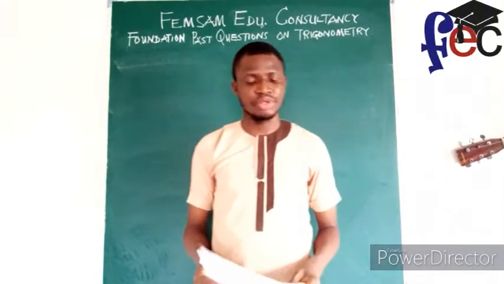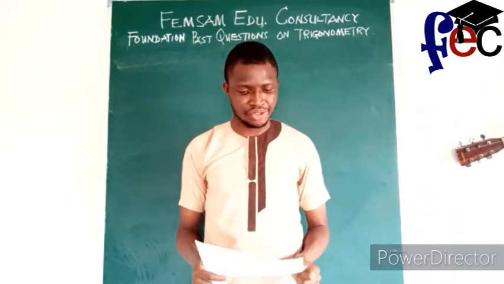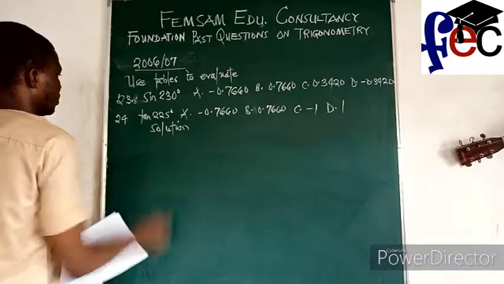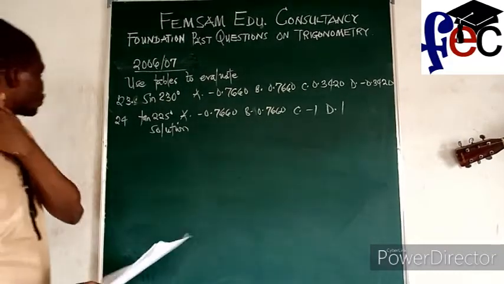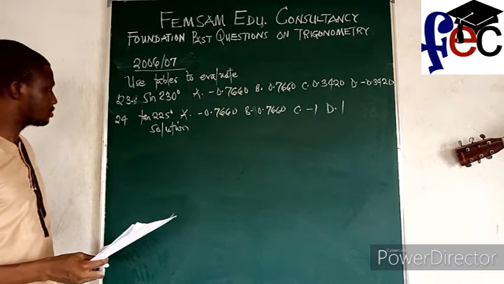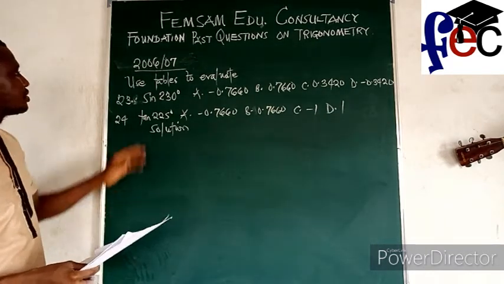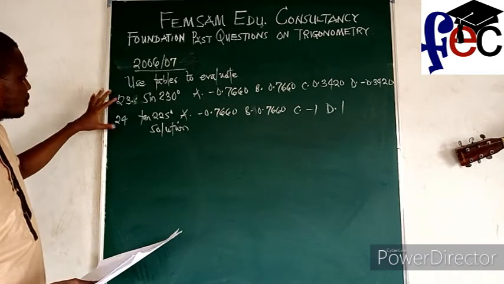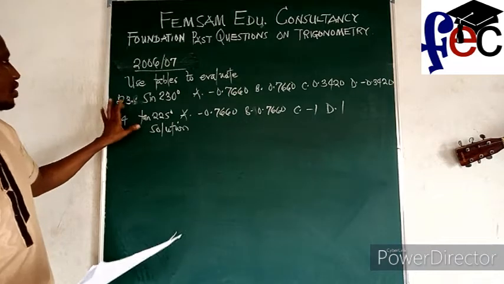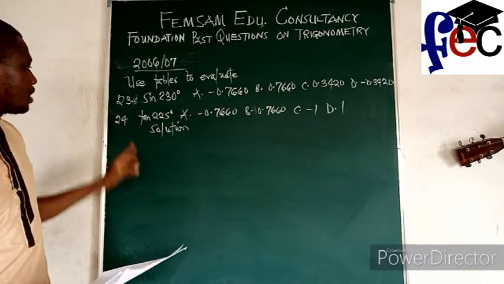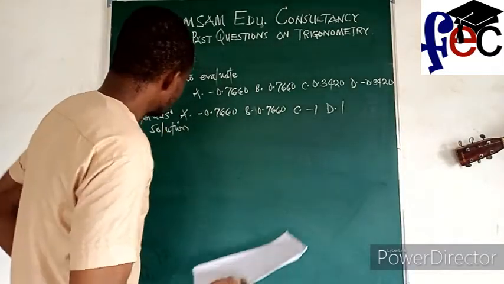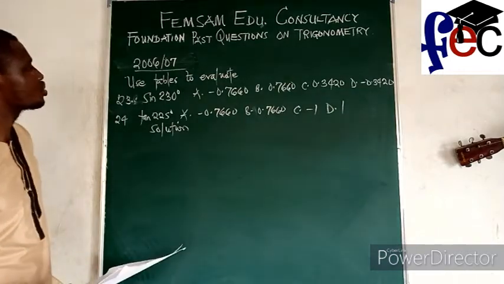In this video, we'll be looking at more questions on trigonometry, and these are other aspects of trigonometric questions. Okay, so 2006 question 7, we have two questions that are linked together. The question says use tables to evaluate question 23, sine 230 degrees, and question 24, tan 225 degrees. Now, how do we solve this problem?